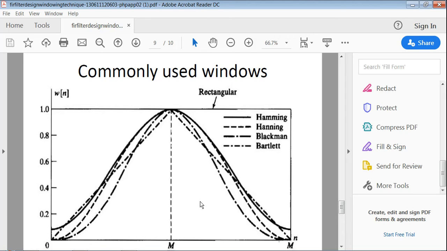The rectangular window is obviously rectangular, whereas in the others we are tapering like a triangle, both sides taper to 0. At that time the transition width will become very small, and therefore we have to select such a type of window which tapers to 0 towards the end, and so we will select the Hamming, Hanning and Blackman or Bartlett window.